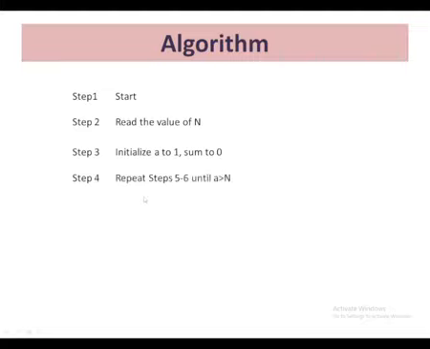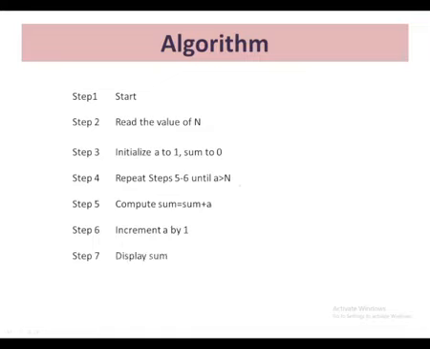Then you have to repeat something. What you are going to repeat is, I am repeatedly computing sum equal to sum plus a and I will be incrementing a by 1. These two steps are repeated. So, I have written repeat steps 5 to 6. How long? Until a is greater than n. So, if it is greater than n, it will come to 7 and it will display the sum, and then you need to stop. So, this is the algorithm.